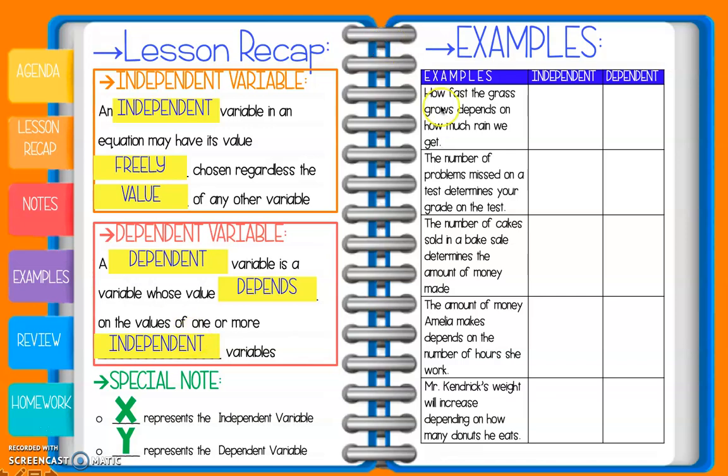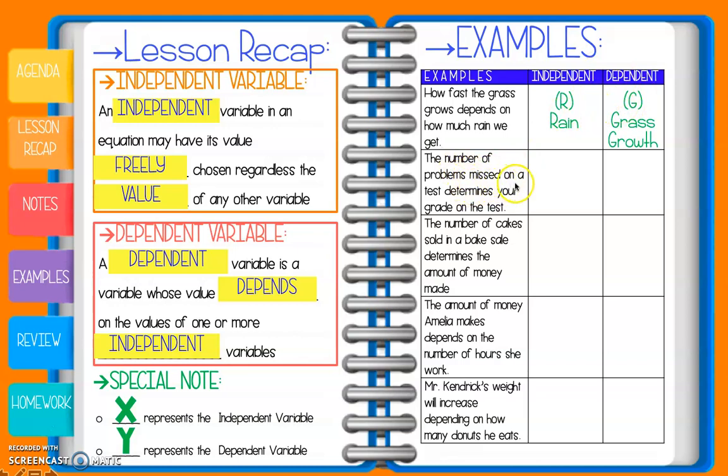It says how fast the grass grows depends on how much rain we get. Okay, so it actually says here that grass growth depends on the rain. So grass growth is going to be our dependent variable. I'm going to call it G because we need a variable. And it depends on how much rain we get. So how much rain we get is the independent variable. If we get a lot of rain, the grass is going to grow a lot. If we don't get any rain, the grass isn't going to grow very much at all. Grass growth depends on the rain, so it's dependent.